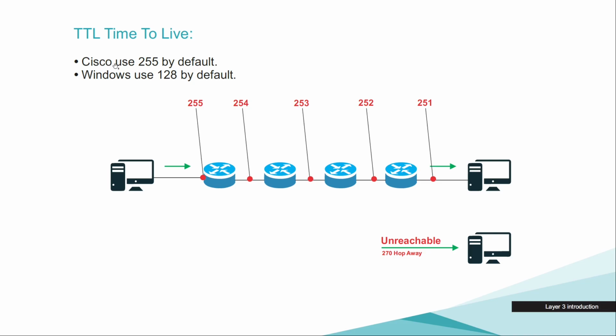By default, Cisco assigns 255 for the TTL and Windows machines use 128 for TTL. So what if we have a network that is more than 255 hops away? In that case, this network will be unreachable. So TTL reduces the loop in the network. TTL also adds security to our network by processing only the fresh data. Also, TTL will reduce the latency in our network by discarding the unimportant data.